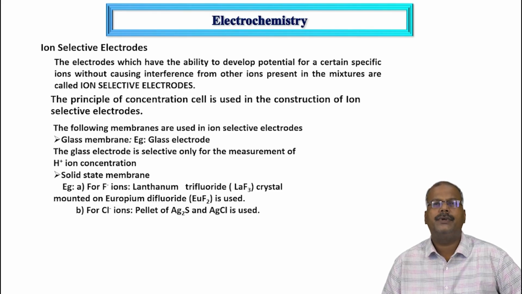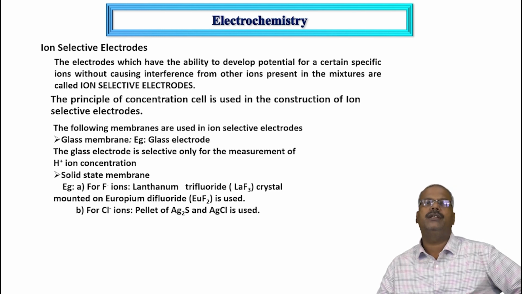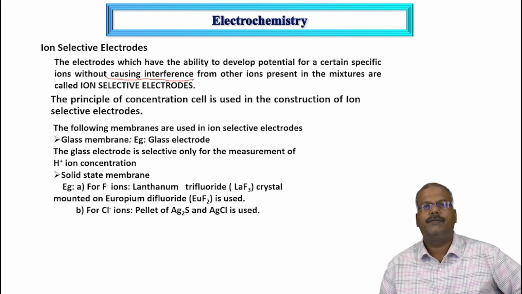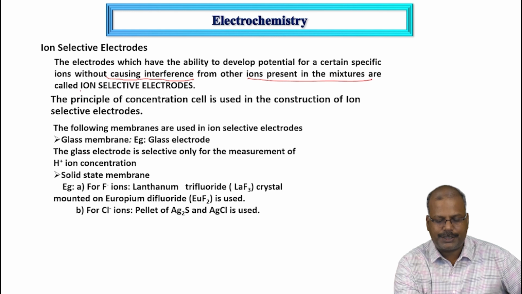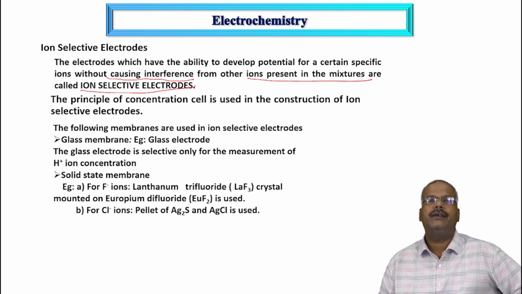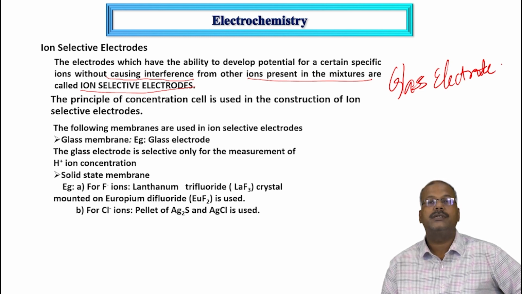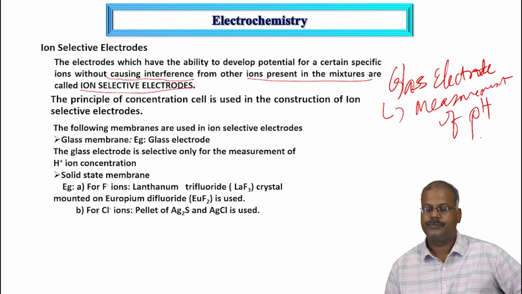Now, what is an ion selective electrode? The electrodes which have the ability to develop potential of certain specific ions without causing interference from other ions in the mixture are called ion selective electrodes. Yesterday we have seen an example, the glass electrode. Glass electrode is an example of an ion selective electrode which is used in the measurement of pH.